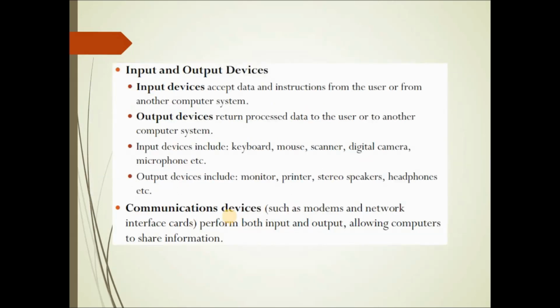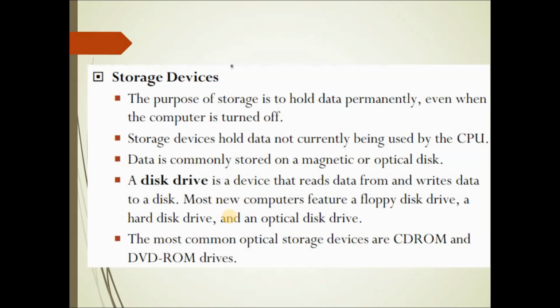Now, input and output devices. You already know about these. Input devices are the devices which give instructions to the system, and output devices are the devices through which we get the user-defined output. Communication devices perform both input and output, allowing computers to share information. Storage devices are the devices where we can store data permanently. These are known as storage devices.